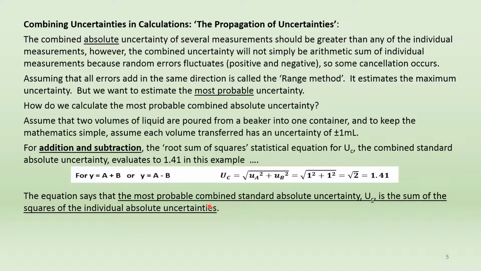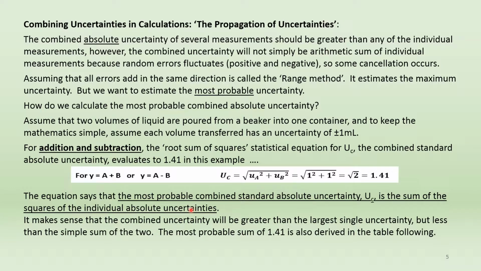So this equation says that the most probable combined absolute standard uncertainty is the root of the sum of the squares of the individual absolute uncertainties. Now, doesn't that make sense? That the combined uncertainty would be greater than the largest single uncertainty, but less than the simple sum, which would have just been 1 and 1 is 2. The most probable sum of 1.41 can also be derived in the table I'm going to show next.